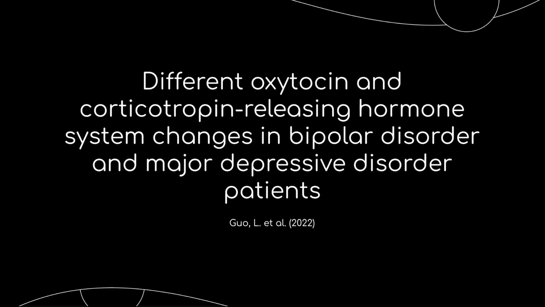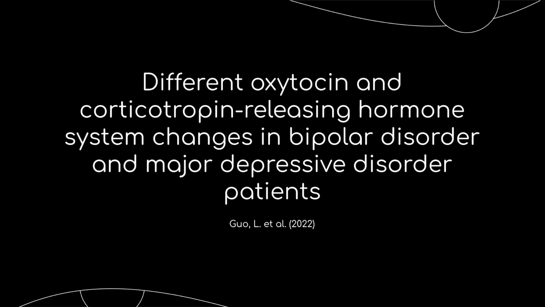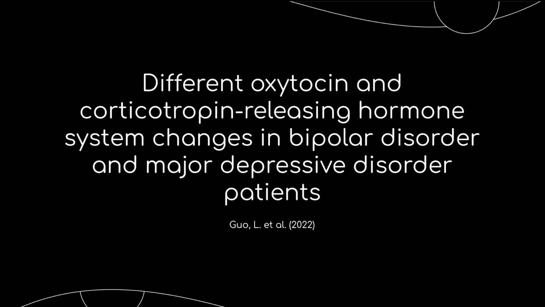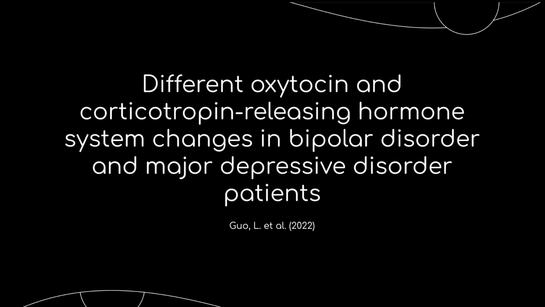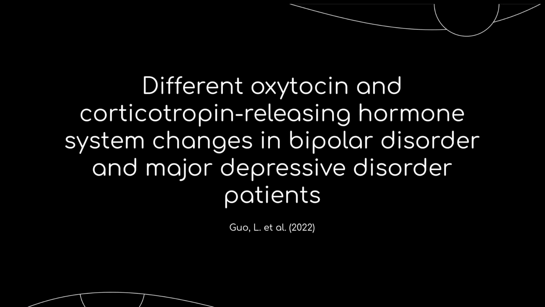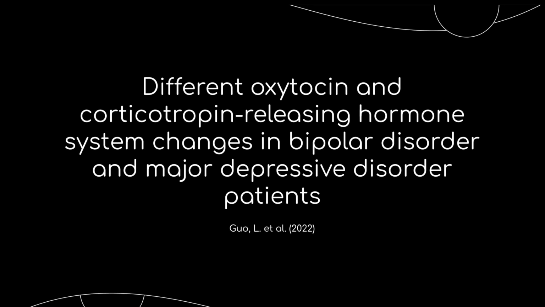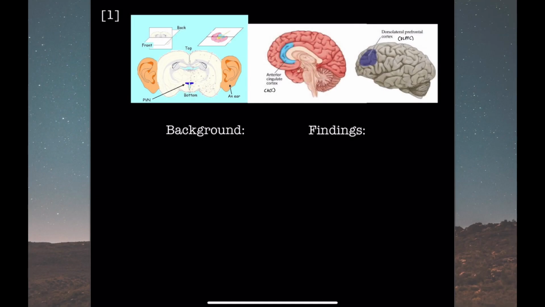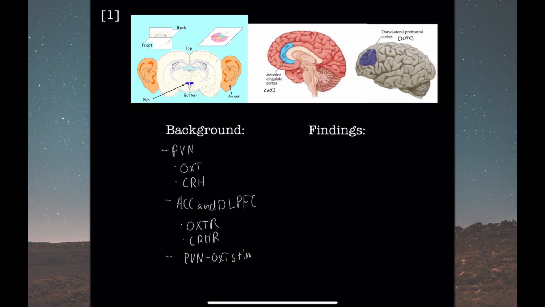The current research that uses in situ hybridization today and that I will be talking about is the different oxytocin and corticotropin-releasing hormone system changes in bipolar and major depressive disorder patients. Background for the study is that they used in situ hybridization to look at the paraventricular nucleus, abbreviated PVN, to see if oxytocin and corticotropin releasing hormone mRNA were expressed, as well as their receptors in the anterior cingulate cortex and the dorsolateral prefrontal cortex.